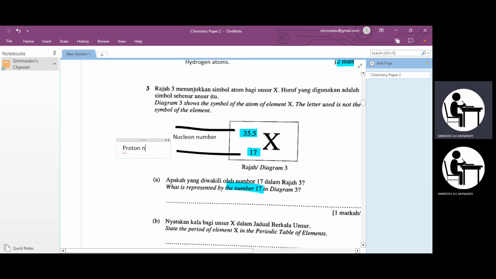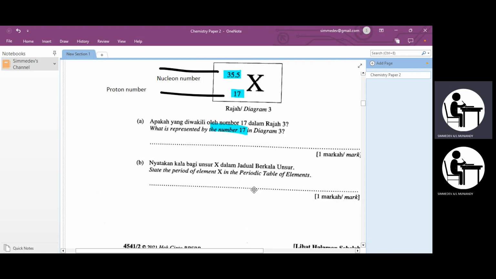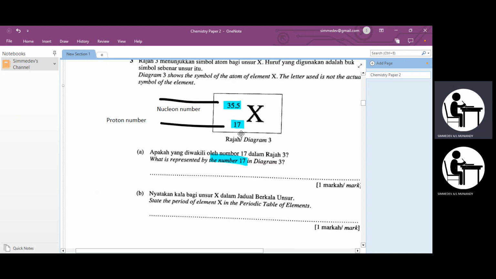Proton number. Okay, so what is represented by the number 17? It should be proton number. All right. Okay, over here you don't get confused a lot. This number below represents the proton number. However, it also automatically represents the number of electrons found in that atom. The proton number and the number of electrons is the same for an atom.